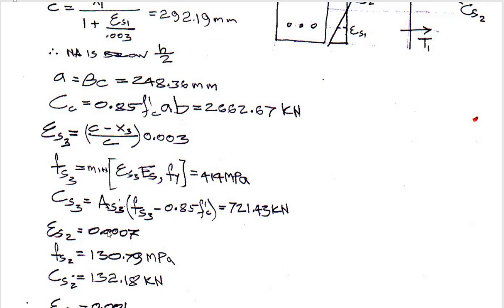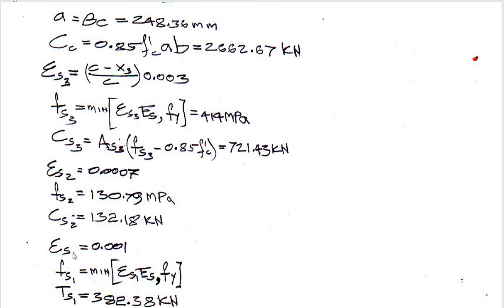And then, let's go now to strain in steel 2. This is 0.0007. Paano nakuha yan? Palitan mo lang ito na x2. Okay? So this is 0.0007. Next, you multiply strain in steel 2 by elasticity, magiging 130.79. Notice that this is less than your Fy. Kaya, okay lang siya. So, CS2 is equal to same equation here. CS2 is equal to AS2 minus the quantity FS2 minus 0.85 F prime C. Take note na ang ginamit na FS2 is 130.79.